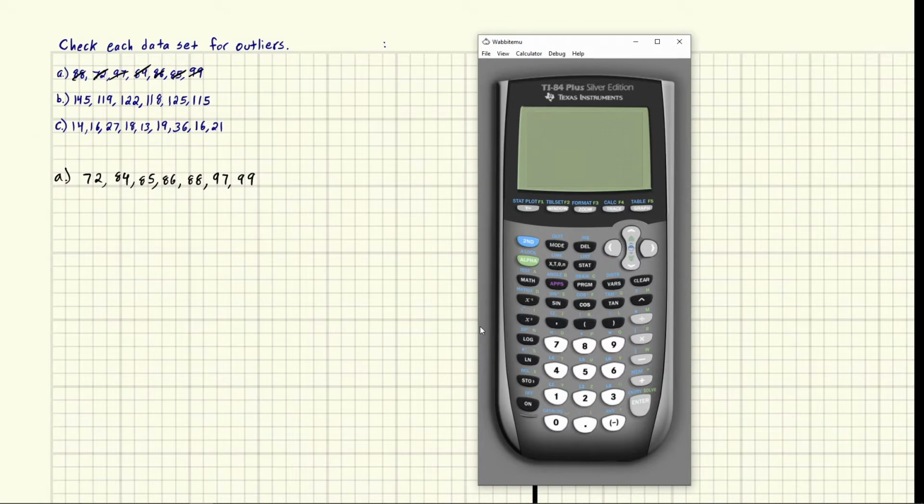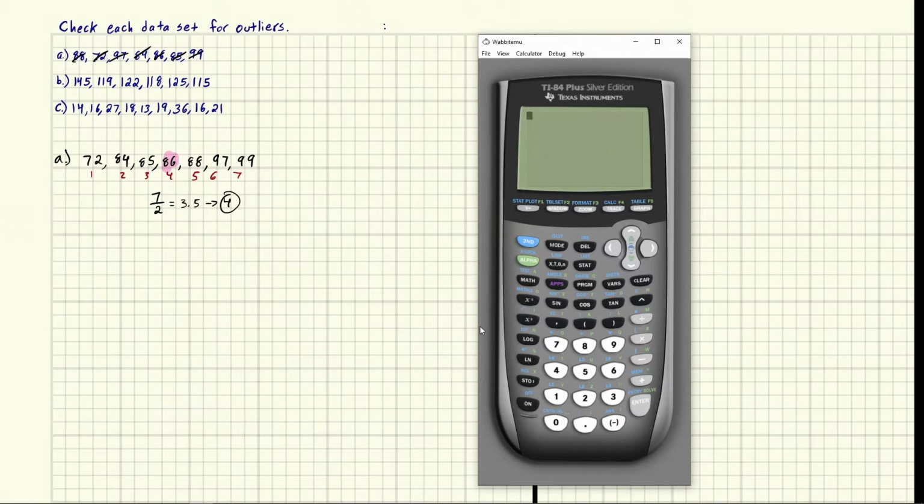So we've got 1, 2, 3, 4, 5, 6, 7 numbers. Since the number is odd, if we take 7 and split it in half, we get 3.5. We round up to 4, so the fourth number is the middle. This number, the fourth one. Knowing that, we can now split our data into 2 halves.